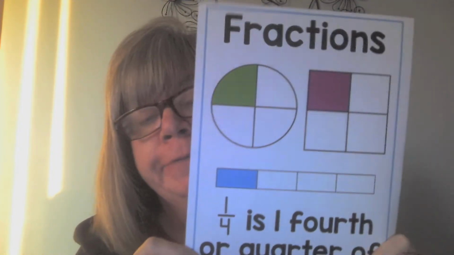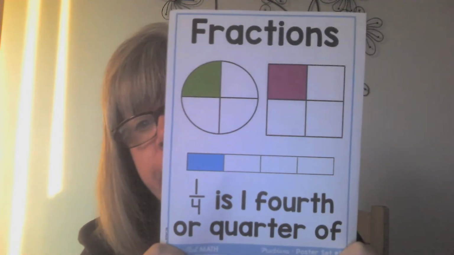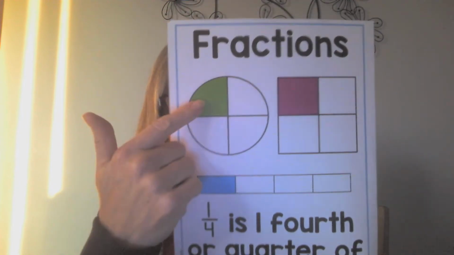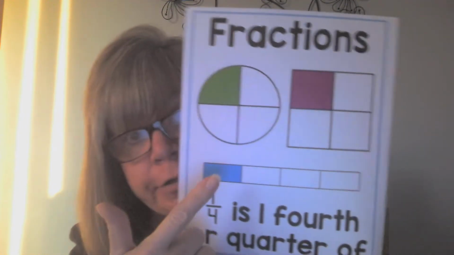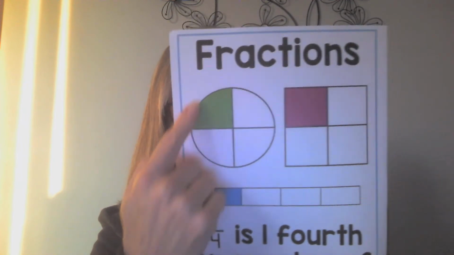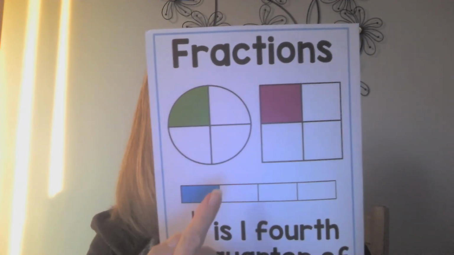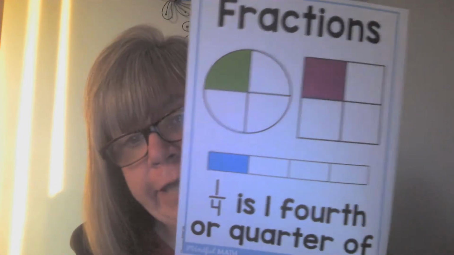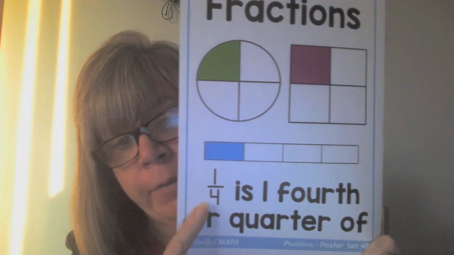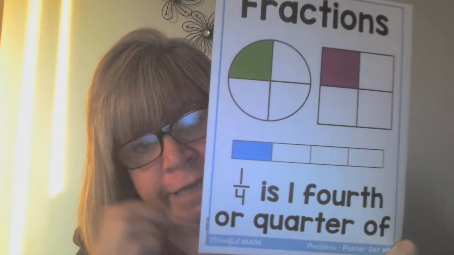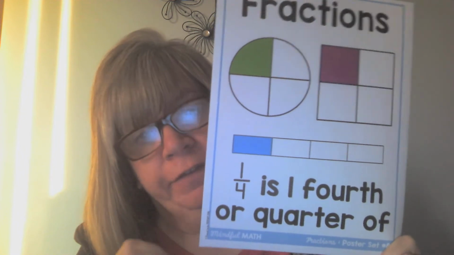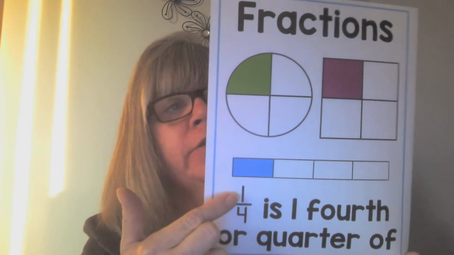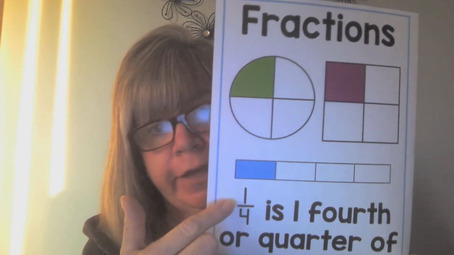Whew. Okay, so first of all, in order to figure out what fraction of each shape is colored, you have to count how many parts that the shape has been divided into. So you can see the circle has been divided into 4 parts, and so has the square, and so has the rectangle. So that's why there's a 4 on the bottom of the fraction. That tells them how many equal parts that the shape has been divided into. What does the 1 stand for? The 1 stands for how many of those equal parts has been colored.